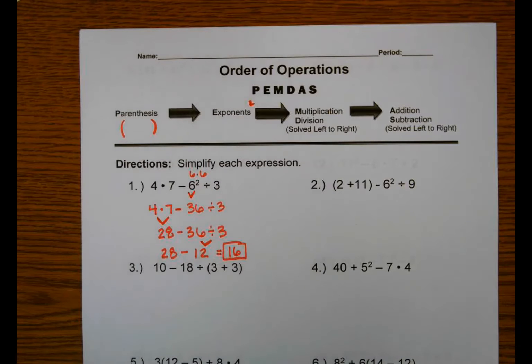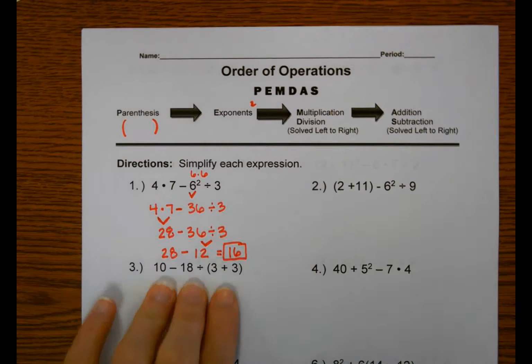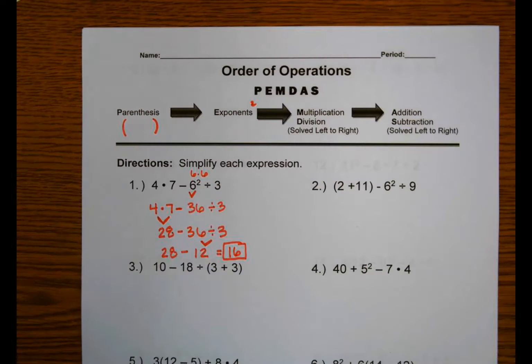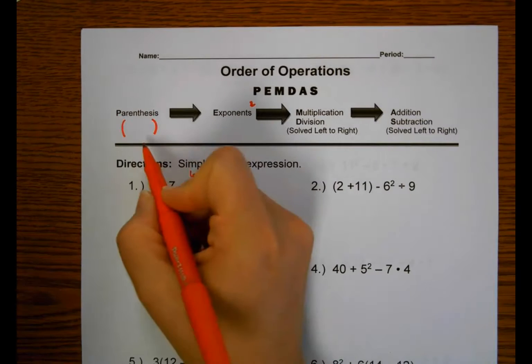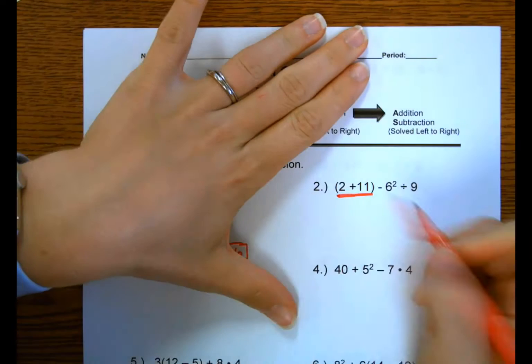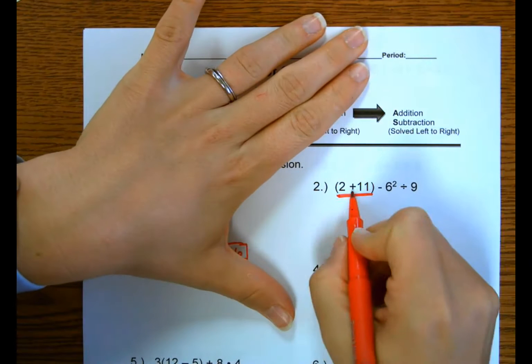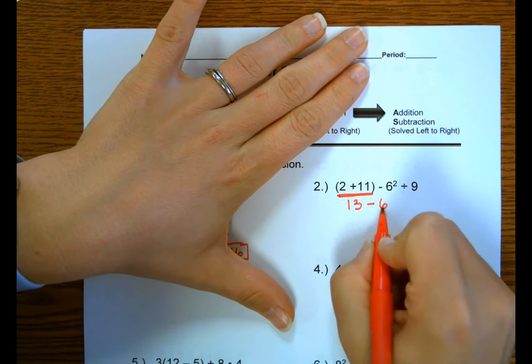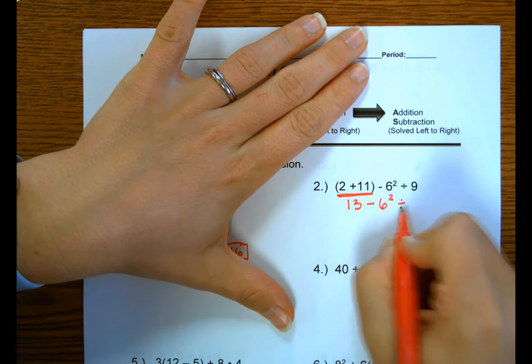All right, so let's look at another problem. Actually, let's look at number 2. Number 2 is a good one because it has lots of things to look at. So remember, the first thing we do is parentheses. So this is inside parentheses right here. So I'm going to do that first. So 2 plus 11 would give me 13. And then I bring down my minus 6 squared divided by 9.